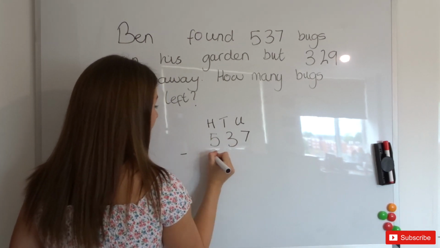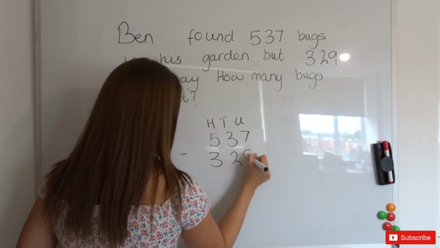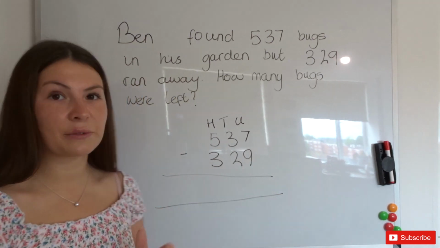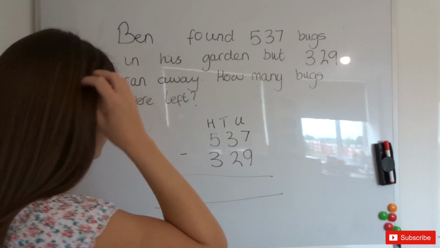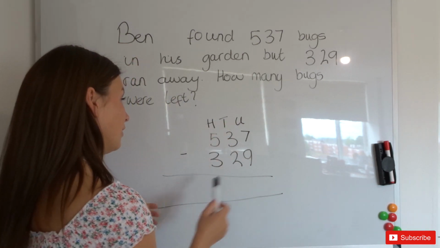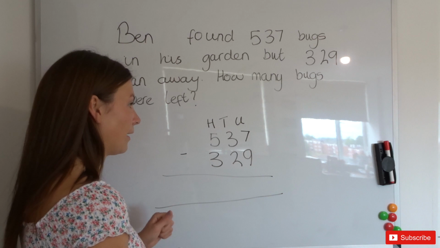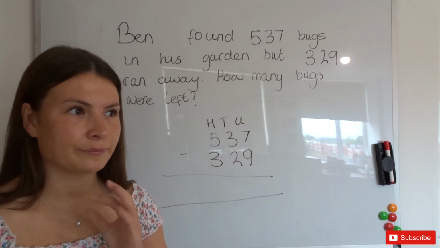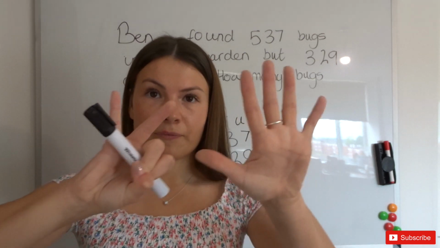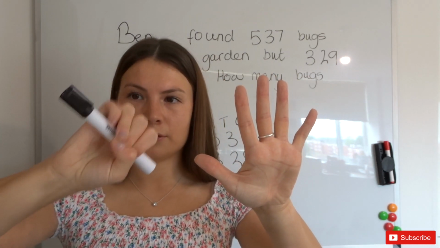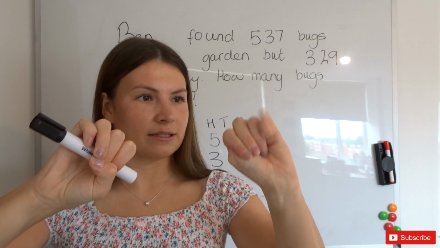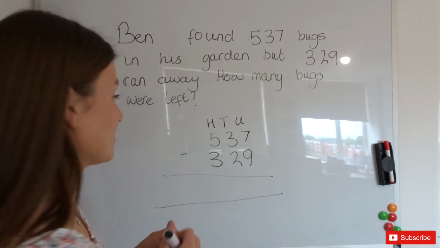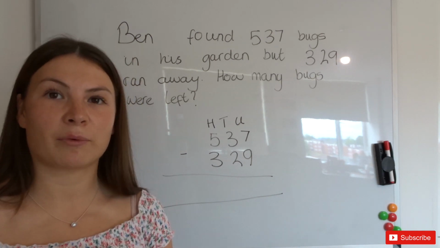537 take away 329, and then 2 lines. So which end do we always start? We always start in our units column. So top number take away the bottom number. 7 take away 9. 7 take away 9. 1, 2, 3, 4, 5, 6, 7. Oh, we can't do it, can we? We can't take away 9 from 7. So what do we need to do? Who can remember what we need to do?